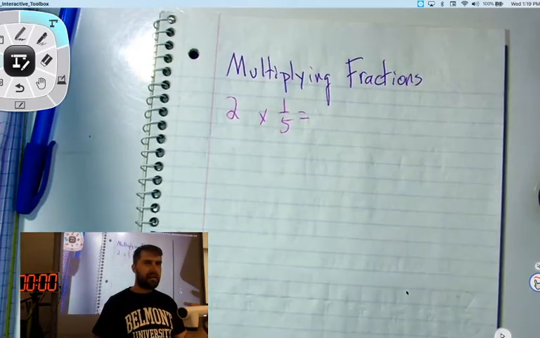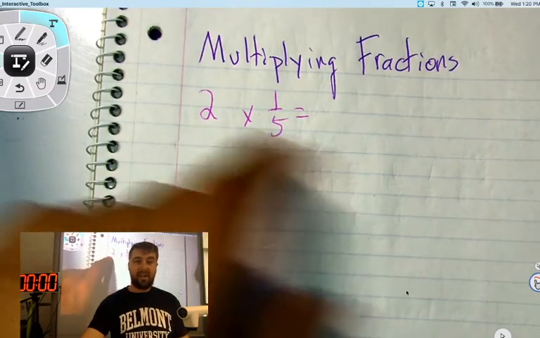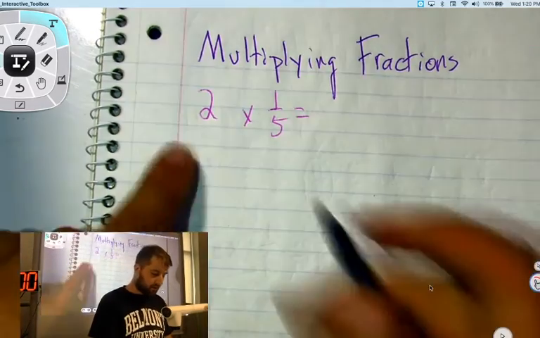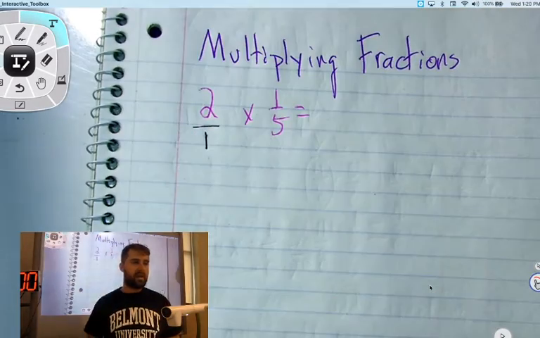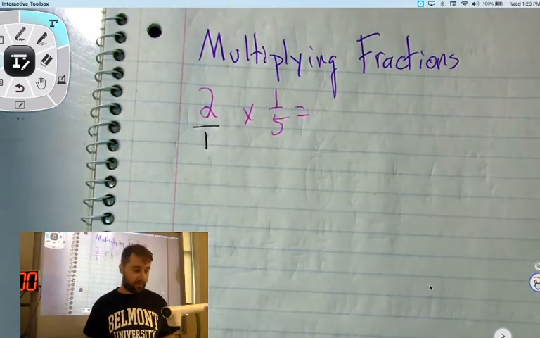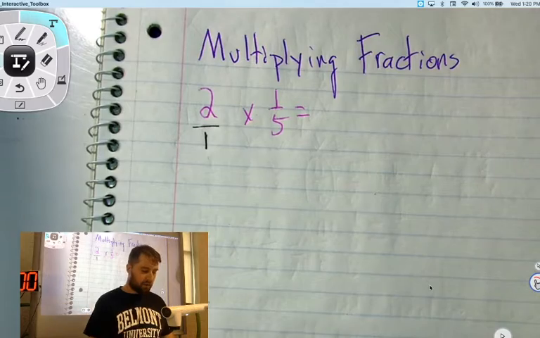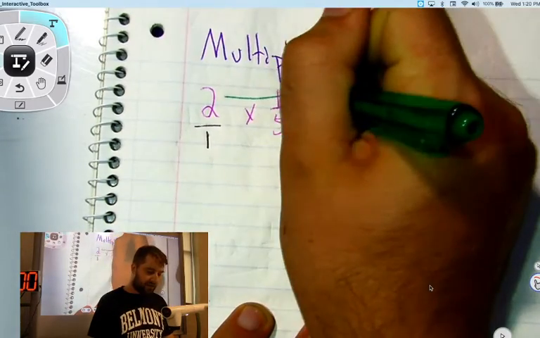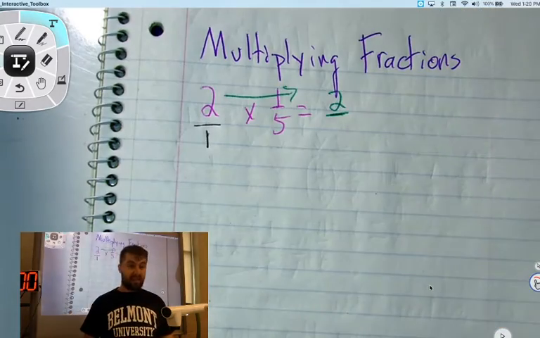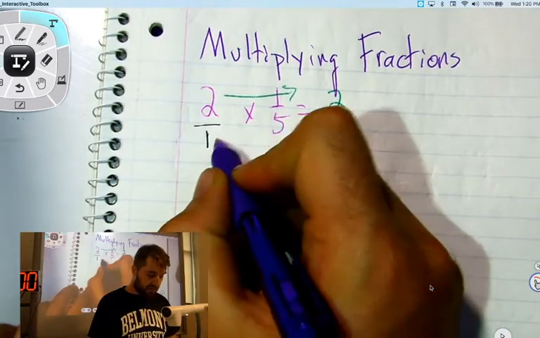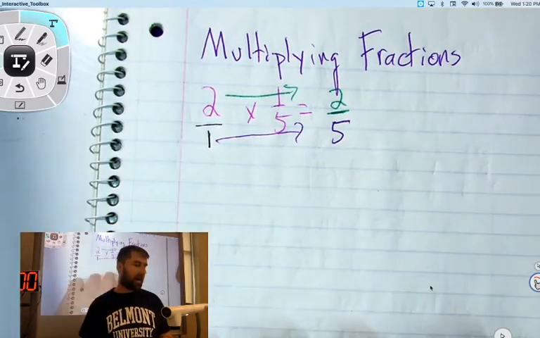Okay, so first, I know that I have to turn this 2 into a fraction. So I'm going to go ahead, I know my 2 is 2 wholes. So I'm going to put a 1 under there because 1 is the number we use to describe a whole. So now that I have 2 fractions, I know my next step is going to be to multiply the numerators. So I have 2 times 1, and 2 times 1 is 2. And then my third and final step right now is going to just be to multiply the bottom number, 1 times 5. And 1 times 5 is 5.